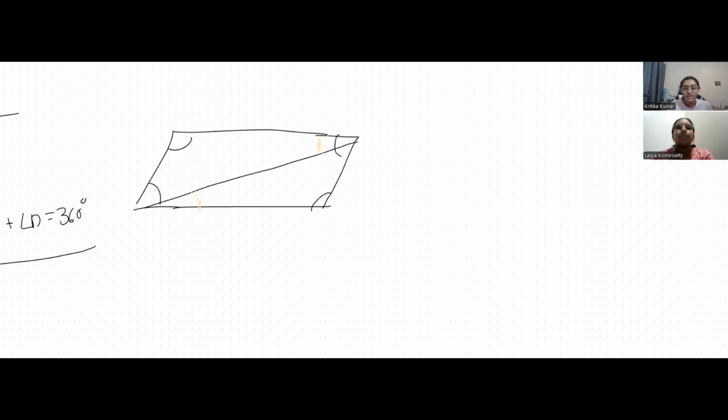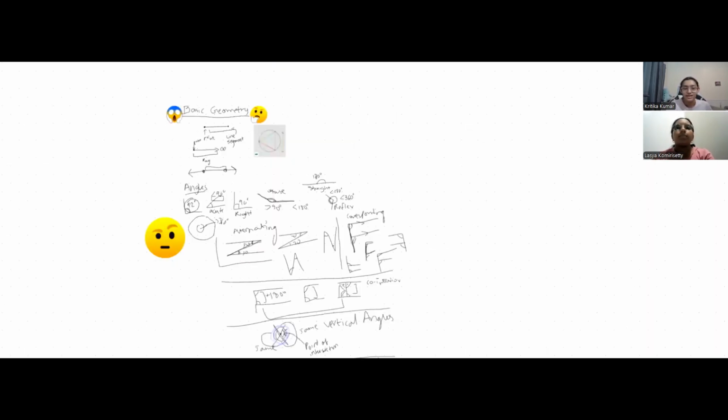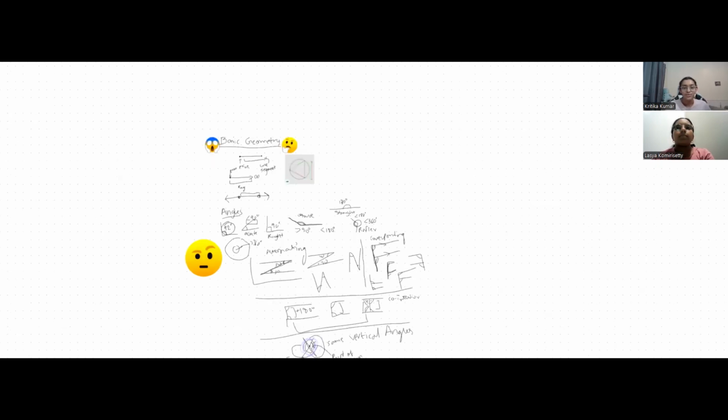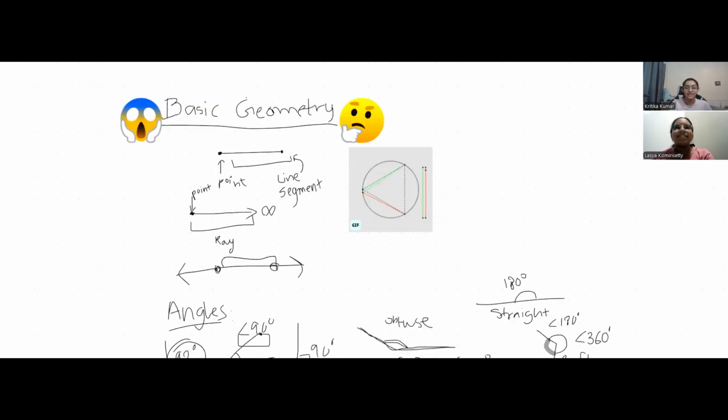So now that we know everything, let's quickly go ahead and recap, because basic geometry did include a lot of things. So recap: a point connected to another point is a line segment. A line is basically both sides going to infinity. A ray is one point and the other side going to infinity.